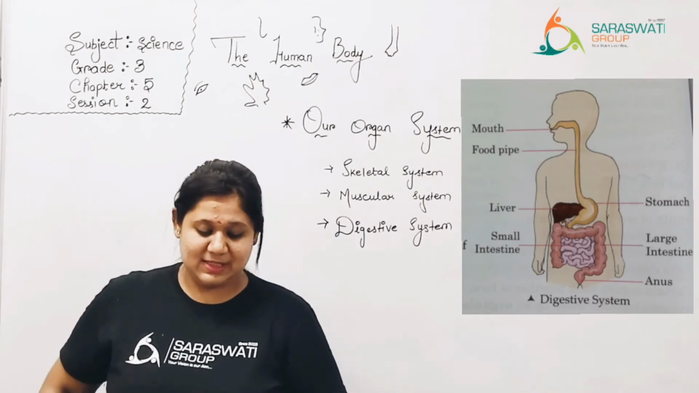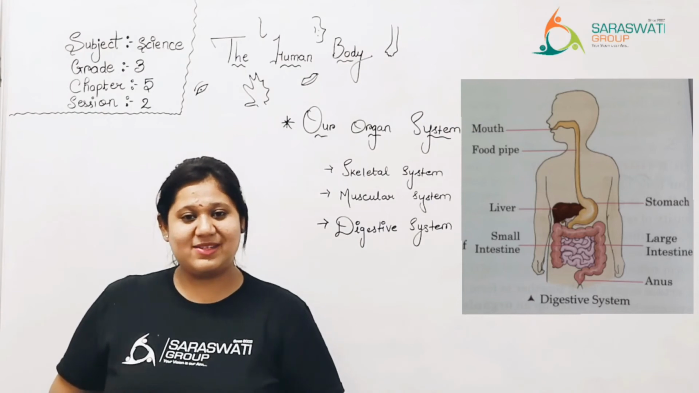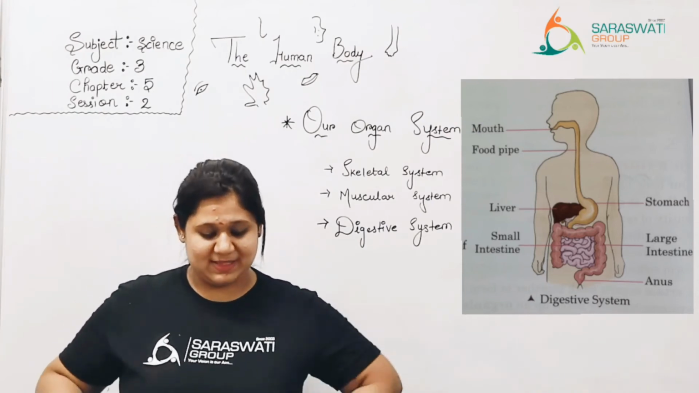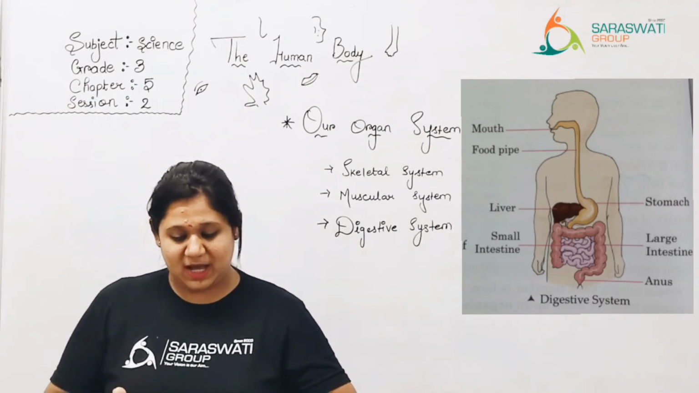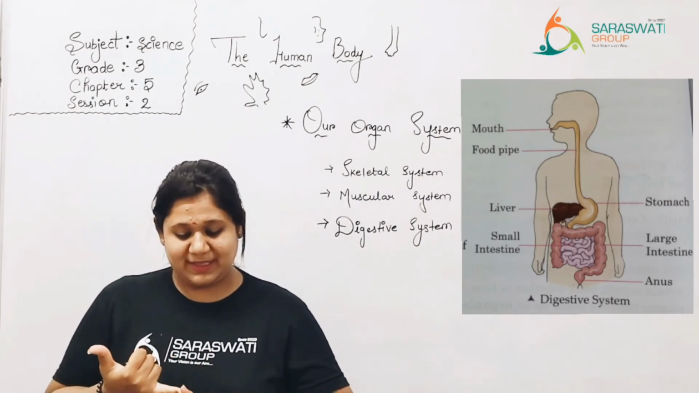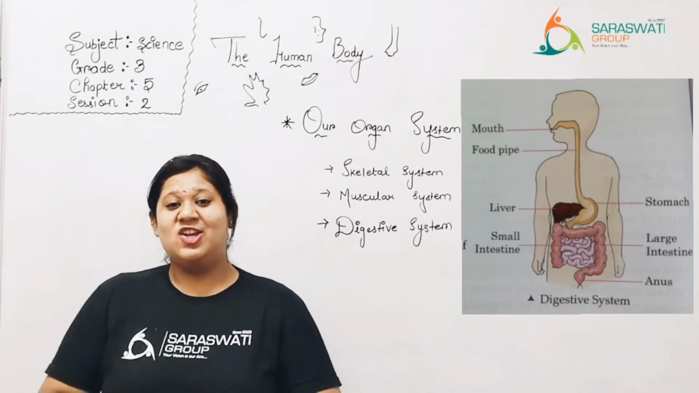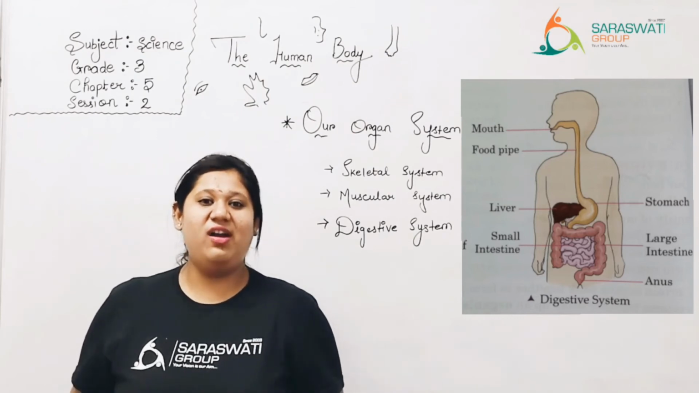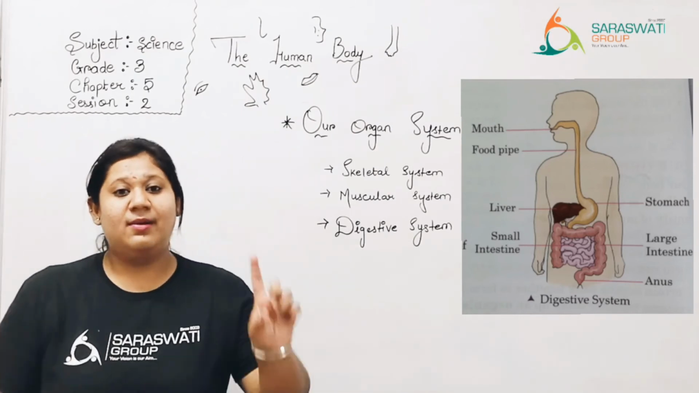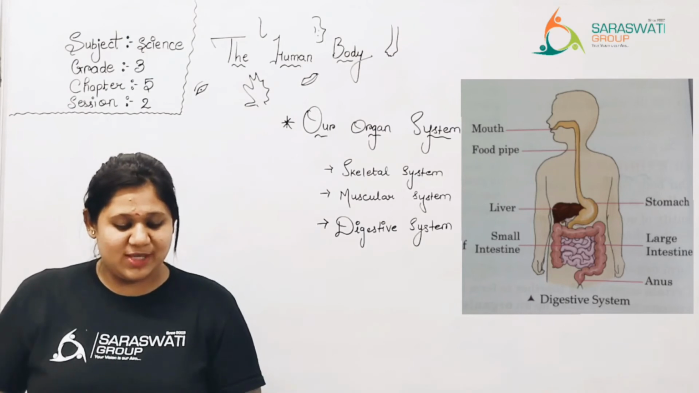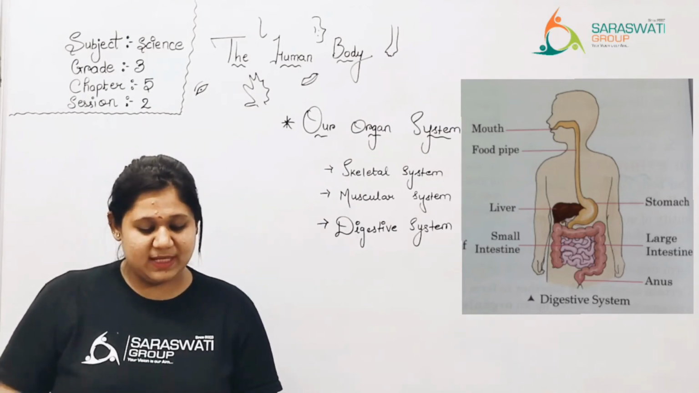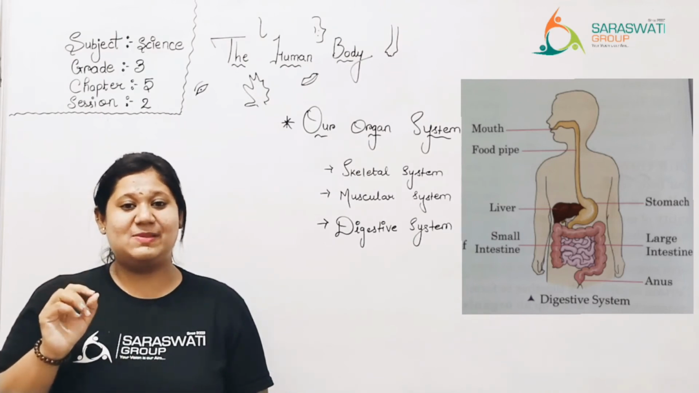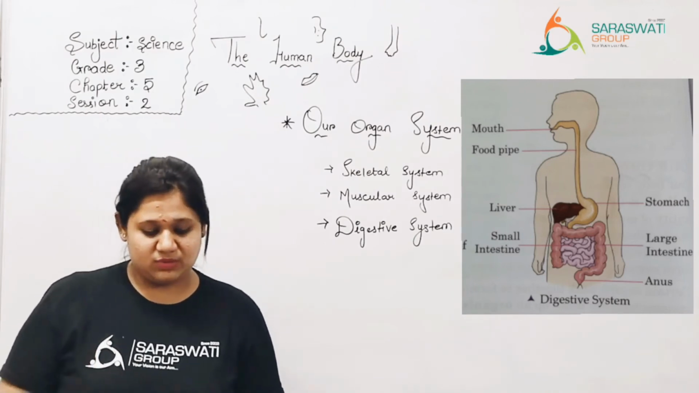Digestive system is made up of the following parts. Digestive system is made up of so many parts like mouth, food pipe, stomach, small intestine and large intestine. Right? So these are the parts we are going to call digestive organs. Mouth. The process of digestion begins from the mouth. Always our digestion process begins with our mouth.